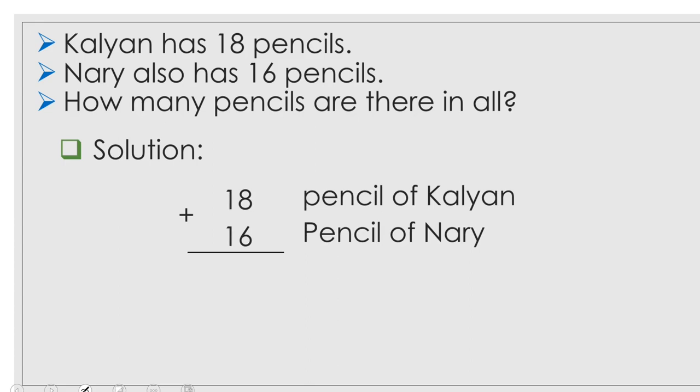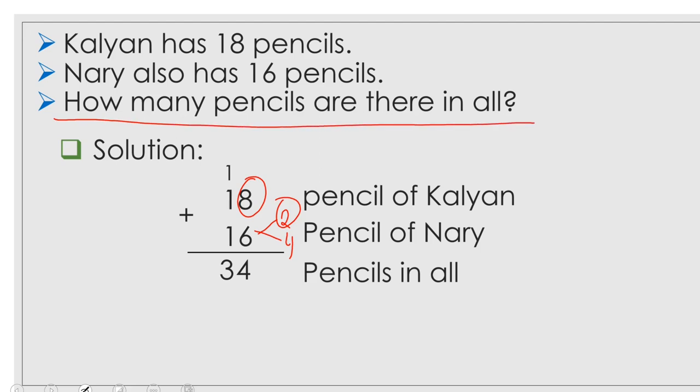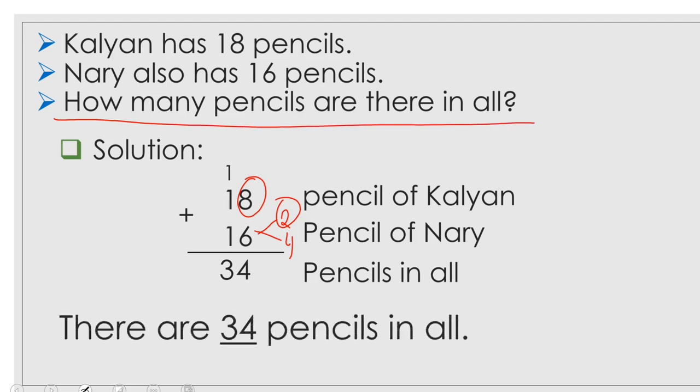In solving this, you can use your number bond 2 and 4, because 8 plus 2 equals 10, plus 4 equals 14. 1 plus 1 plus 1 equals 3. So we have 34 pencils in all. So what is the question? How many pencils are there in all? So there are 34 pencils in all.